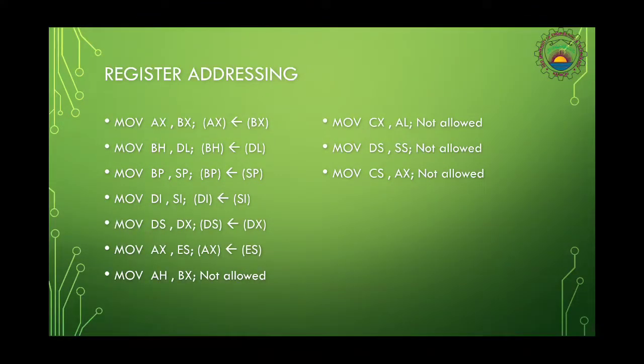So if you want to copy a segment register into another segment register, you may copy the segment register contents into a general purpose register, and that general purpose register may be copied into the second segment register. Now we are having some examples for not allowed cases. First one is MOV AH, BX. Here AH is 8 bit, BX is 16 bit. So mixed sizes are not allowed.